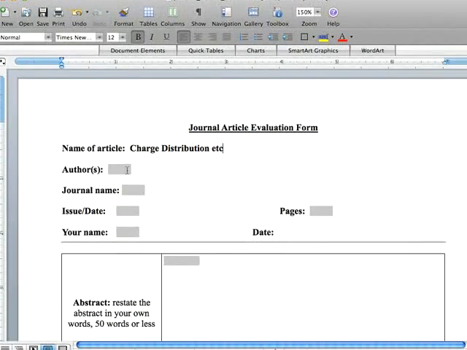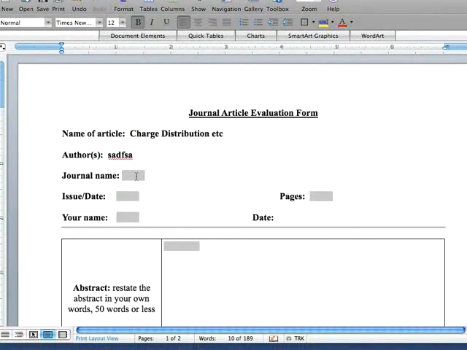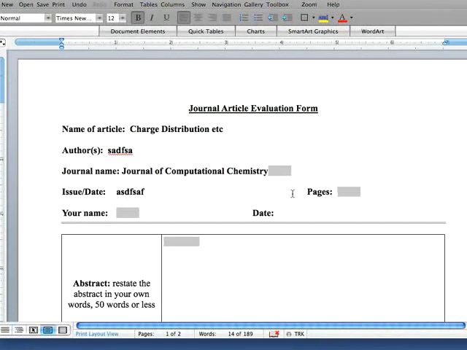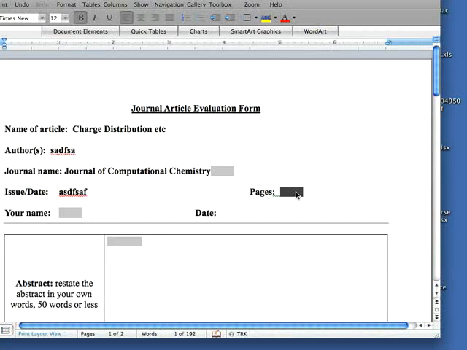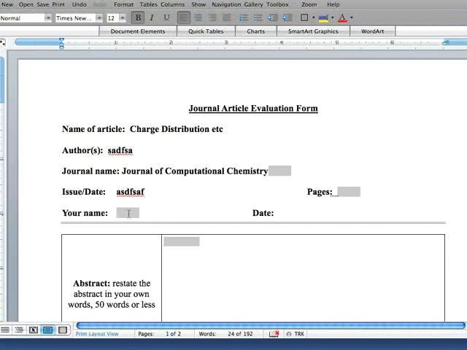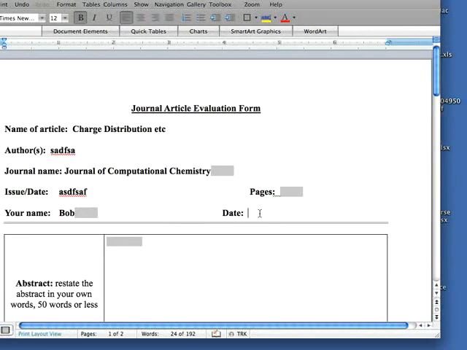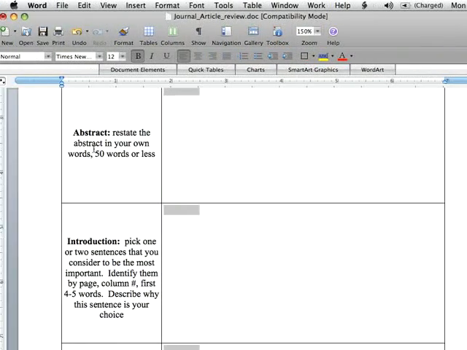You're going to put the author's name. You're going to put the Journal of Computational Chemistry. Okay, you're going to put the issue date. You're going to put what pages it's on. You're going to put your name. You're going to put the date. Okay, and then you're going to read the abstract, and you're going to try to restate the abstract in your own words. It doesn't need to be sophisticated scientific language. Tell me what the abstract is telling you.